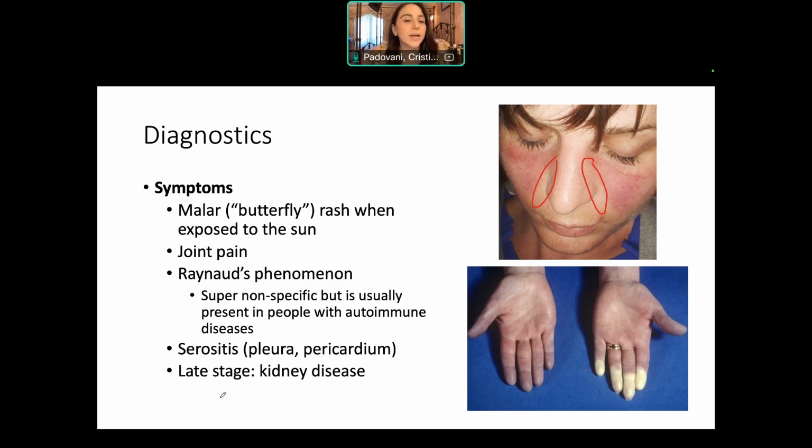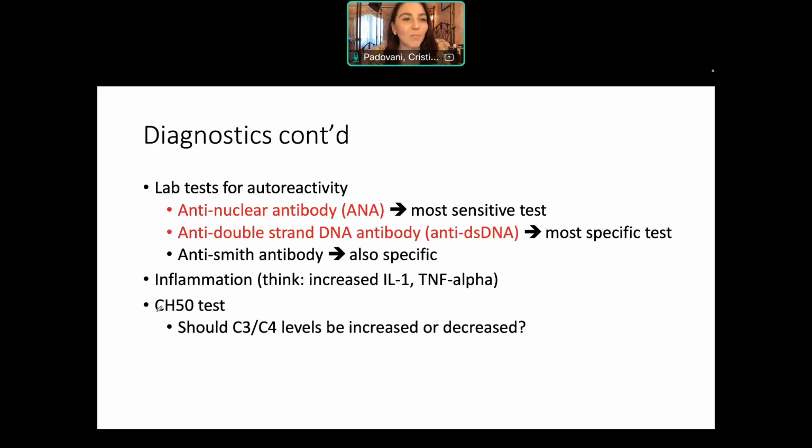Other things you can see: serositis, so the pleura can get inflamed, the pericardium can get inflamed. I've seen questions with lupus with cerebritis, so the brain becomes inflamed, not the meninges, but the actual brain becomes inflamed. So you can see those kinds of symptoms. Then in late stage lupus, you can see kidney disease, and this is one of the nephritic or nephrotic syndromes. There's a video on that where I talk about how lupus can present as so many different types of nephritic and nephrotic syndrome. So that's all covered in that nephritic nephrotic lecture.